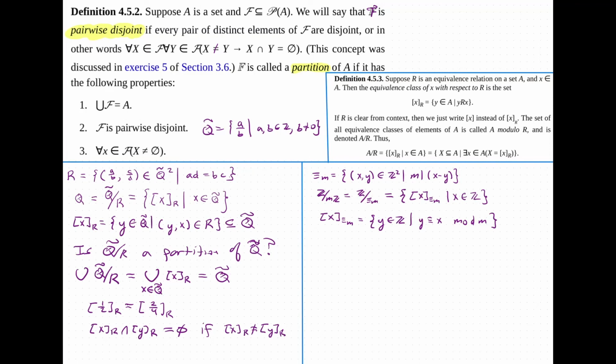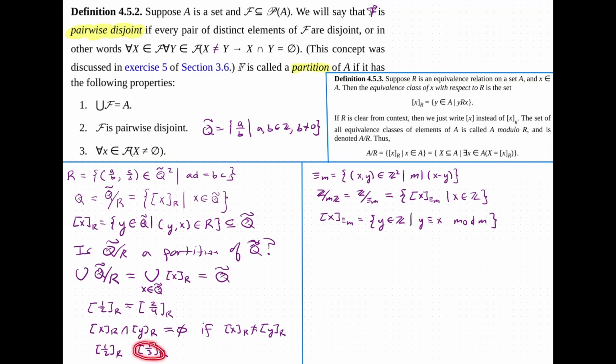If we took the equivalence class for 1/2 and the equivalence class for, say, 1/3, the class of 1/2 is going to be the collection of all fractions that are equal to 1/2. So 2/4, 3/6, so on and so forth. Those are all the elements in this set.